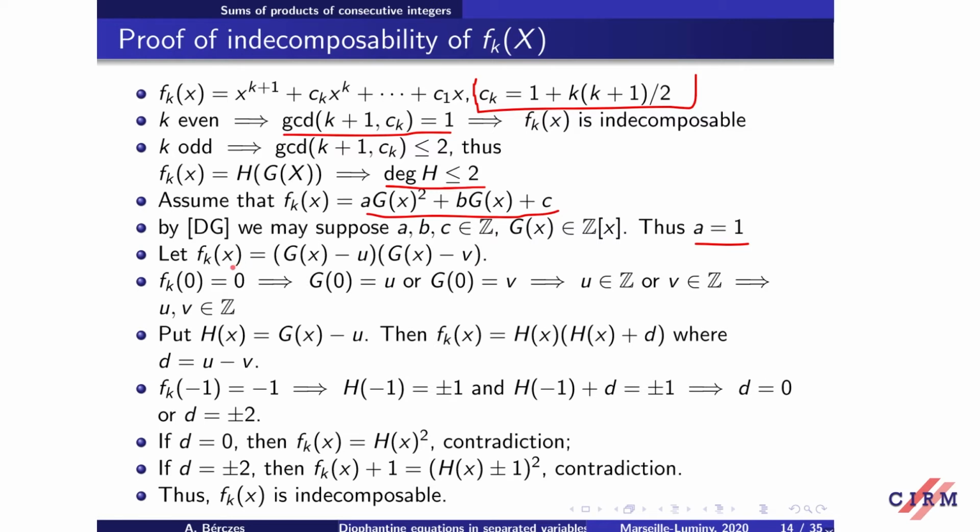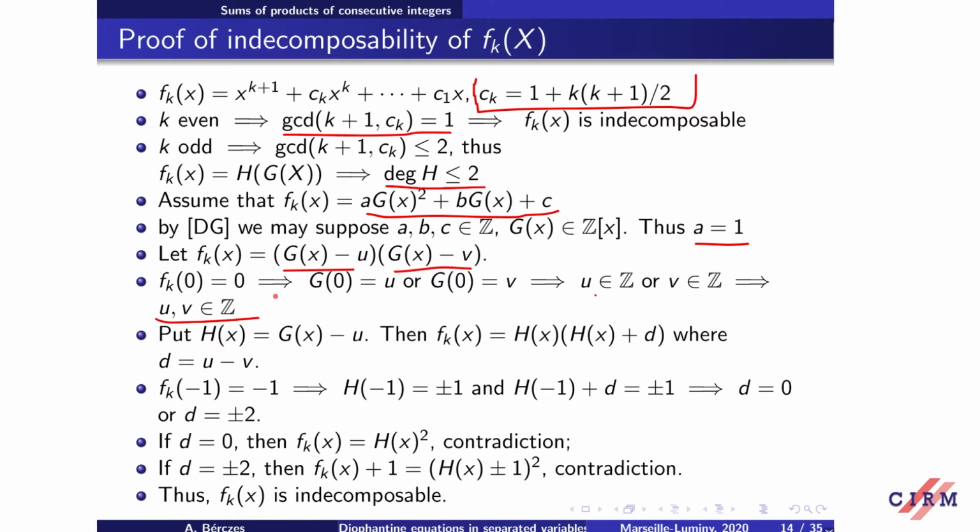But we know that f_k(0) is 0. So either one or the other factor must be 0. So we get g(0) equals u or g(0) equals v, which now shows that either u or v is an integer. But now we have a quadratic equation. If one of the roots is an integer, then the other one must be an integer. So both u and v are integers.